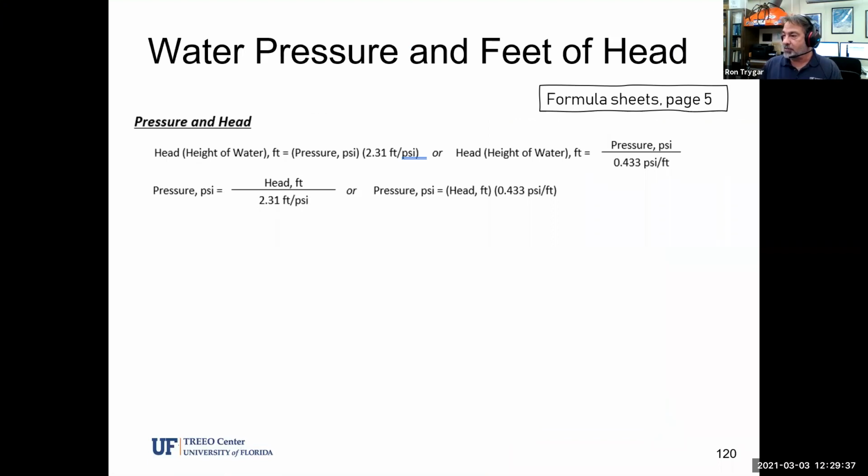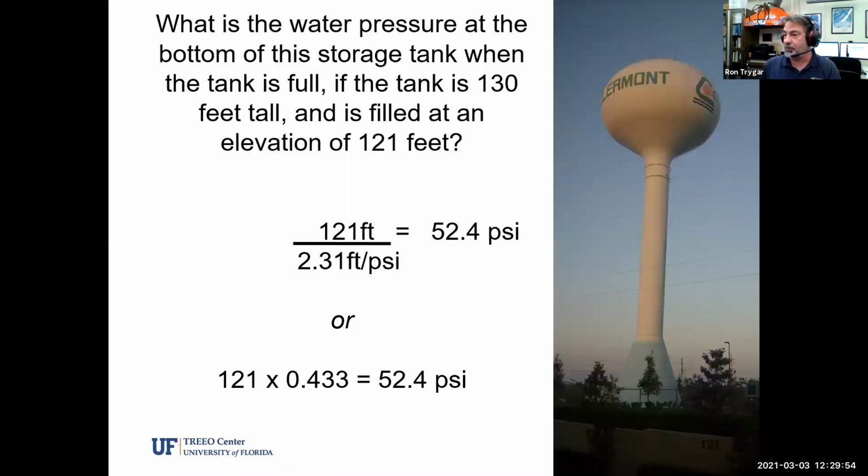So first thing we've got is water pressure and feet of head. This is on the formula sheet, page 5 of the formula sheet. We have water pressure and head showing here. So we're going to work both of these calculations, or we use several of these in this description. So first things first, what is the water pressure at the bottom of a storage tank if the tank is full and the tank is 130 feet tall and is filled to an elevation of 121 feet?